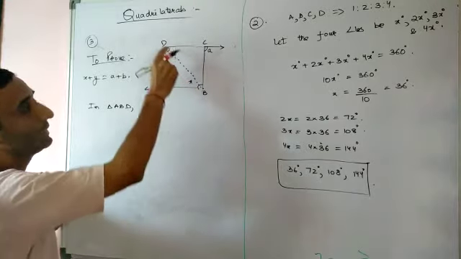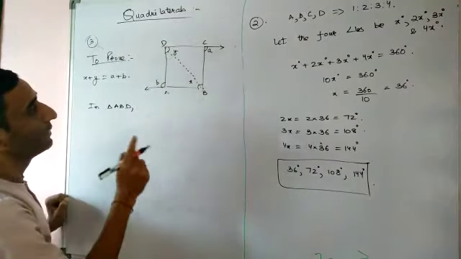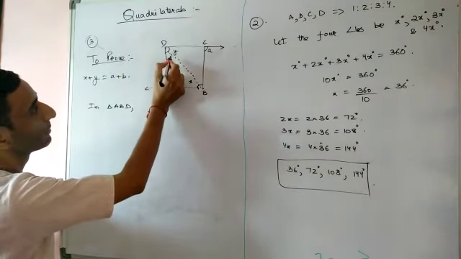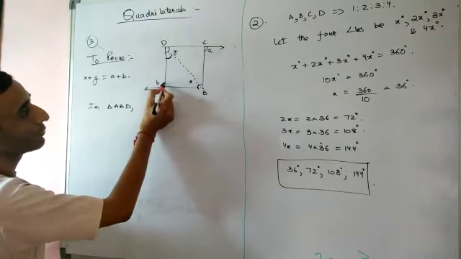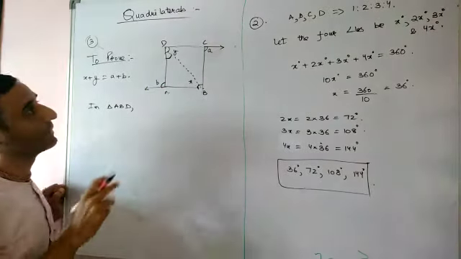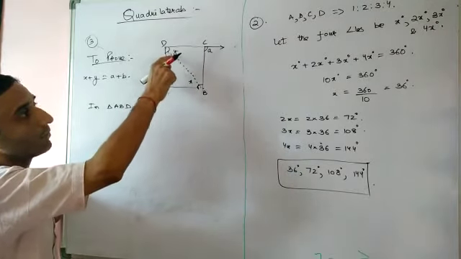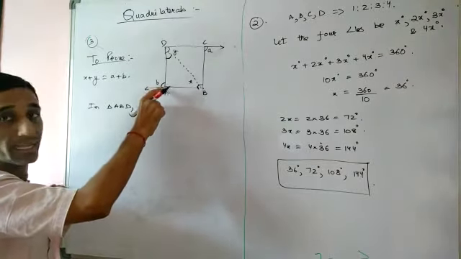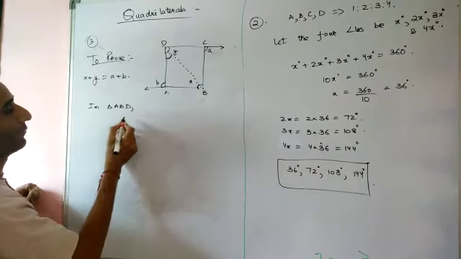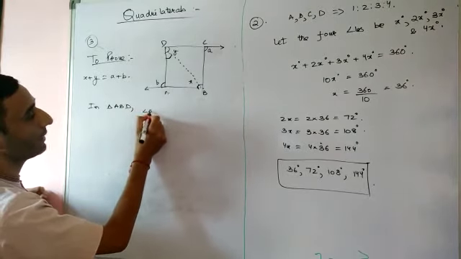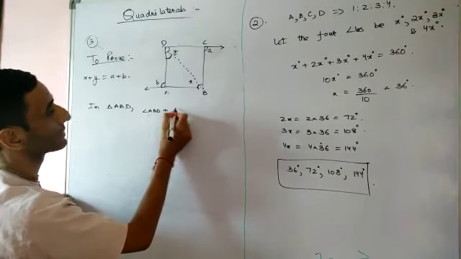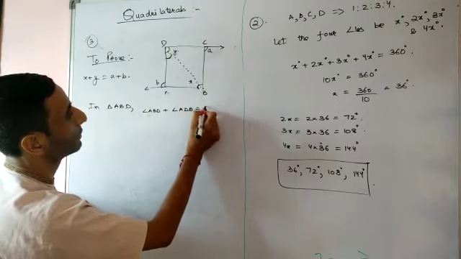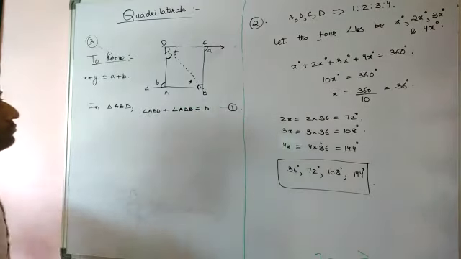In triangle ABD, we have this angle plus this angle is equal to the external angle. This is because in a triangle the sum of two internal angles is equal to the opposite external angle. Therefore, angle ABD plus angle ADB is equal to B. Let this be 1.